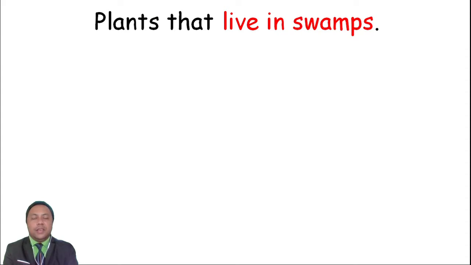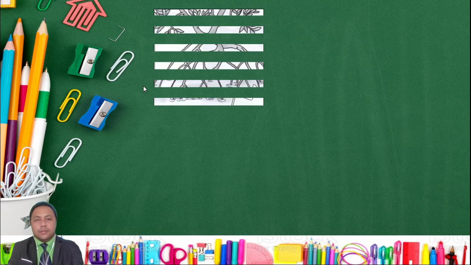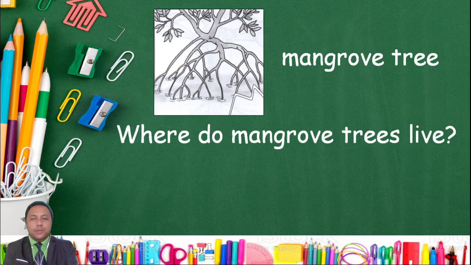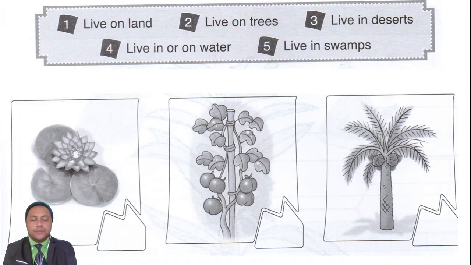Plants that live in swamps, meaning these plants are living or their habitat can be found in moist part of the land. Mangrove tree. Where do mangrove trees live? Mangrove trees live in swamps.